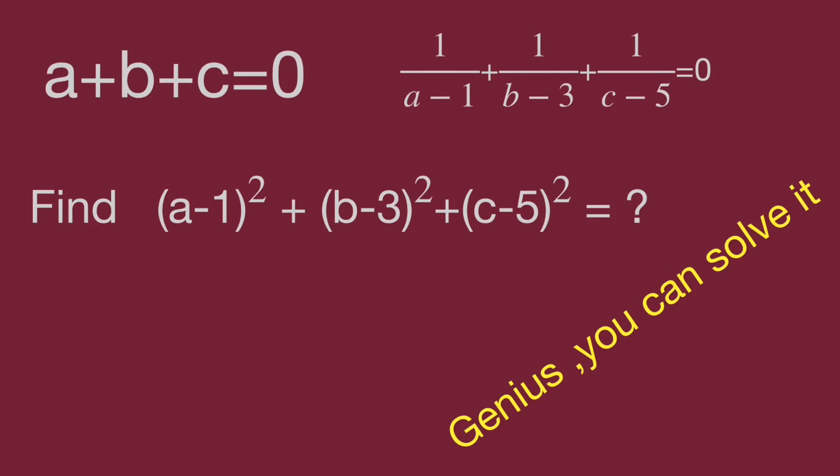We have two equations: a plus b plus c equals 0, and 1 over (a minus 1) plus 1 over (b minus 3) plus 1 over (c minus 5) equals 0. Utilize mathematical operations to find the value of (a minus 1) squared plus (b minus 3) squared plus (c minus 5) squared.